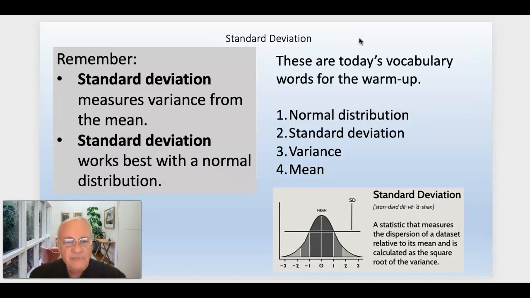That's it. Remember, two things: standard deviation measures variance from the mean, and standard deviation works best with a normal distribution. That's when we really want to use it. There are 4 vocabulary words right there, and we'll go through them with the warm-up.